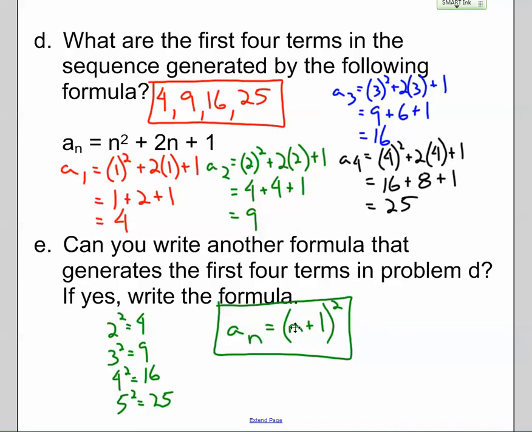That'll work because we want to take the number of the term. First term is 1. Add 1 to it, that would be 2, and 2 squared is 4. The second term, add 1 to it, that would be 3, and 3 squared is 9. And jump into, say, the fourth term. The fourth term, we put a 4 in for n, and 4 plus 1 is 5, and 5 squared is 25. So that works.